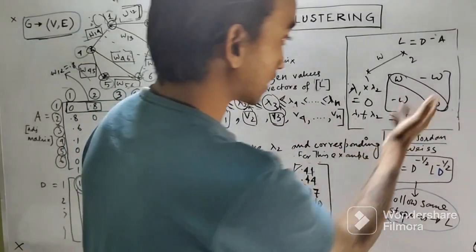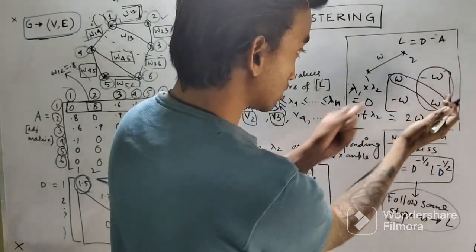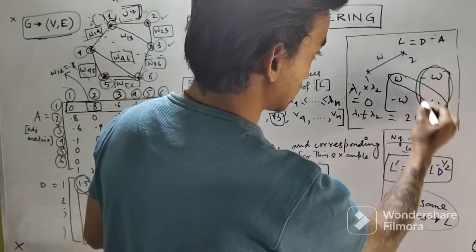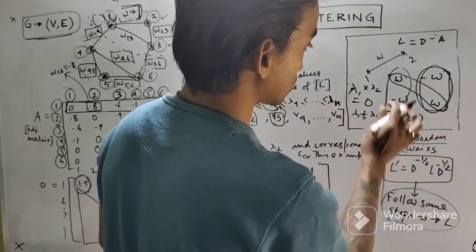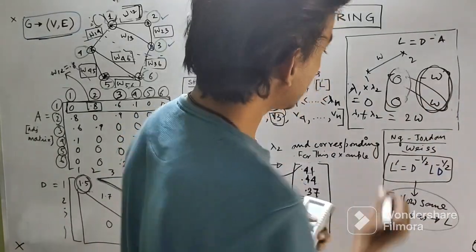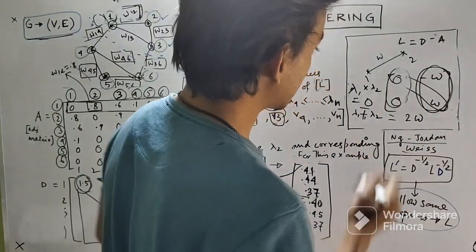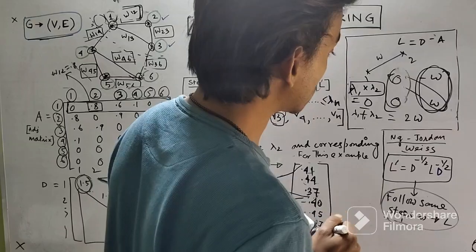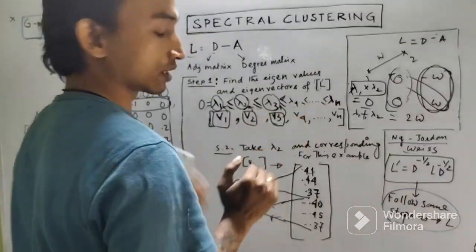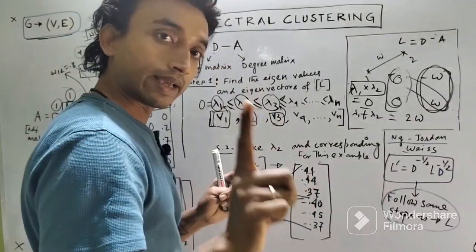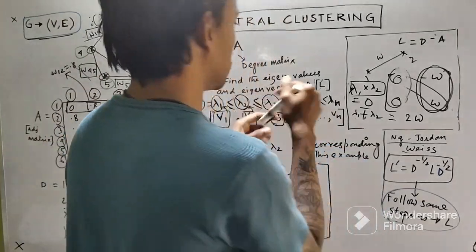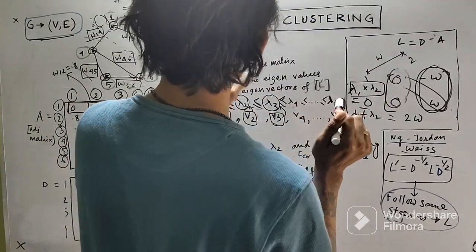Why? If you do a row-column operation here, adding this column to this column, it will be reduced to 0, 0. Now the determinant is always 0. It means that if the product of these eigenvalues is 0, there is one eigenvalue whose value is always 0 for the graph. That will always be 0 for this particular Laplacian.